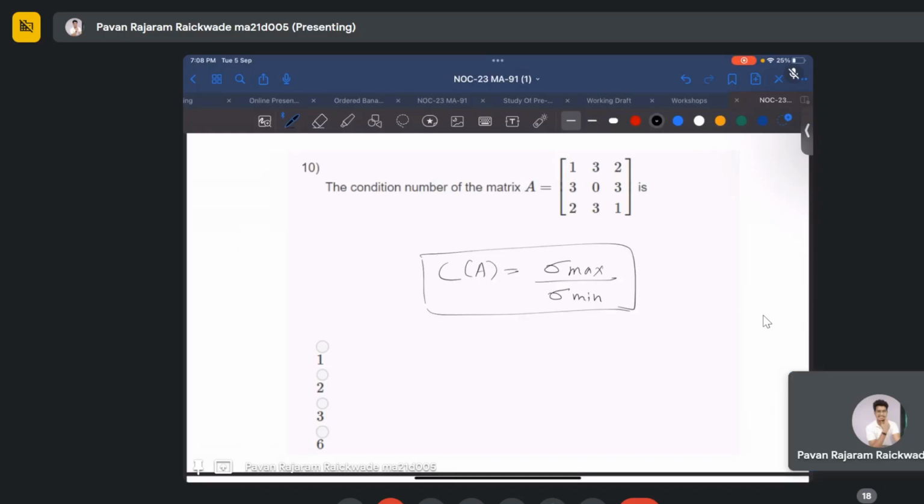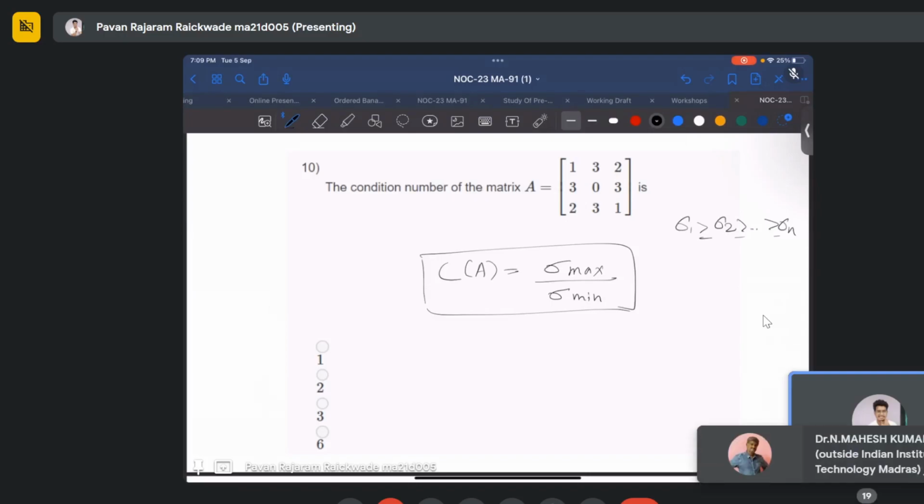Singular value or eigenvalue? Singular value, right? I use singular value. Sigma 1 on sigma n. If you write the sigmas in this order, greater than or equal to, then it will be sigma 1 by sigma n. Right. Then it's just computational. You have to find singular values and then do it.